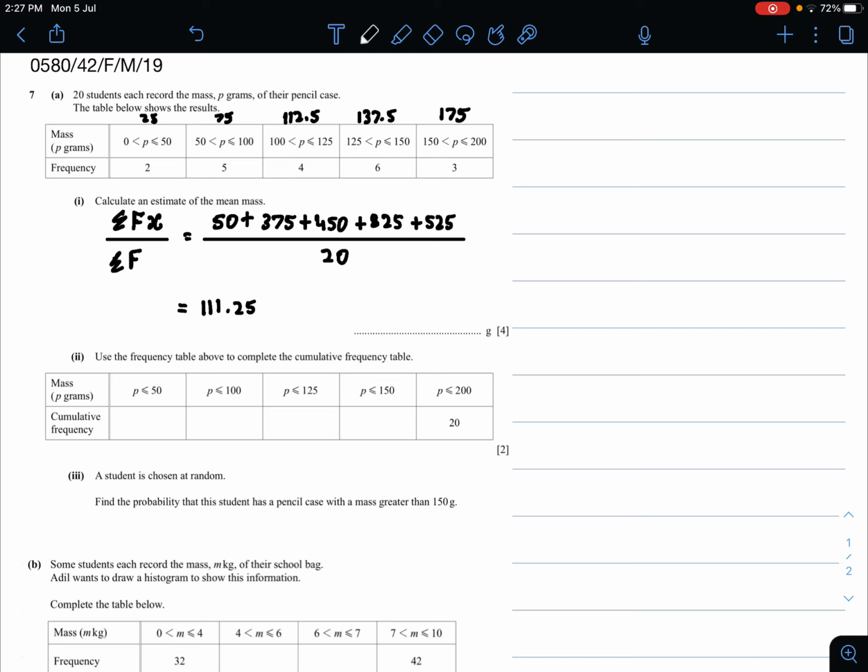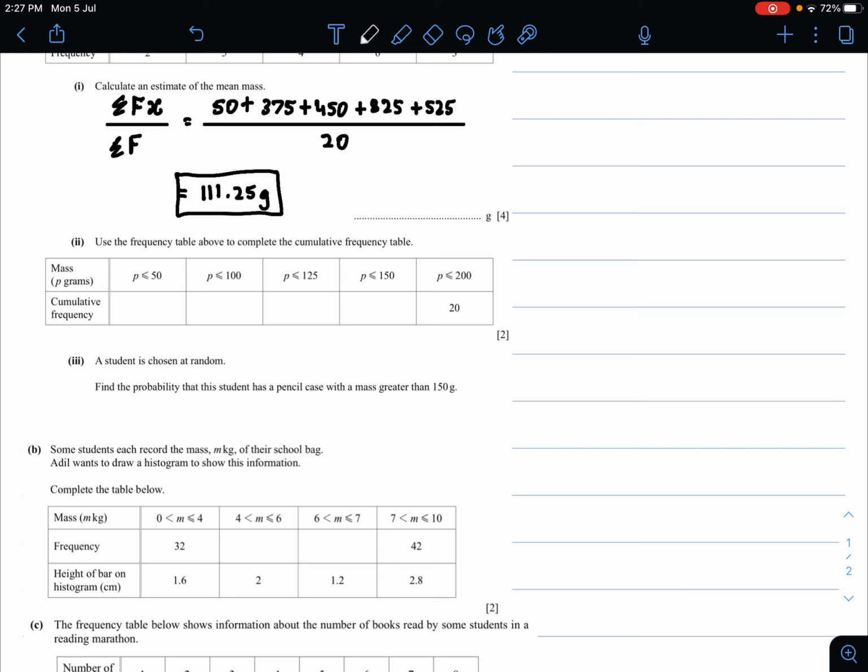And you can either leave your answer like this, or you can give it in 3 significant figures, that is 111. But I would suggest that you give an exact answer like this, 111.25 grams. Now let's move to part A2.